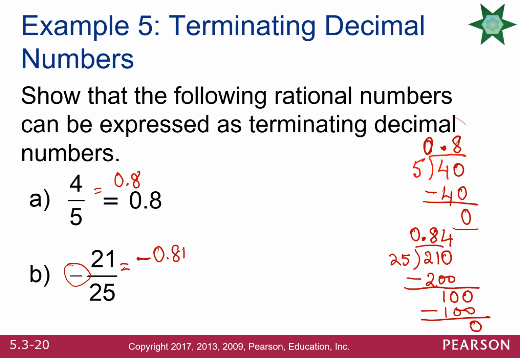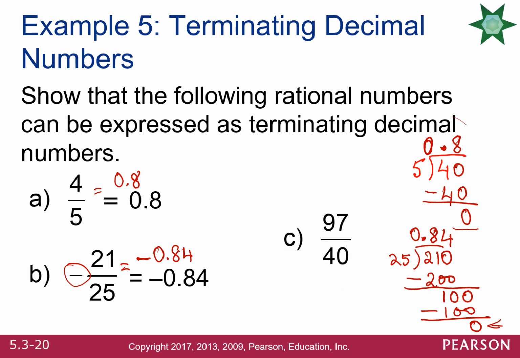0.84. And yes, this is a terminating decimal number because after 2 iterations, we ended up with a remainder of 0. All right, let's see if there are any other examples. Oh, okay, they show the answer here. Negative 0.84 is the same as what we got after we performed the division. So what is the next one?